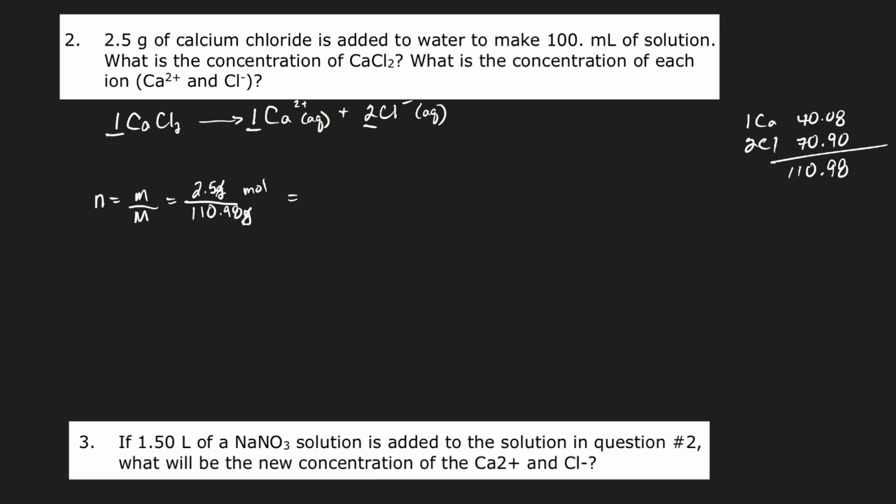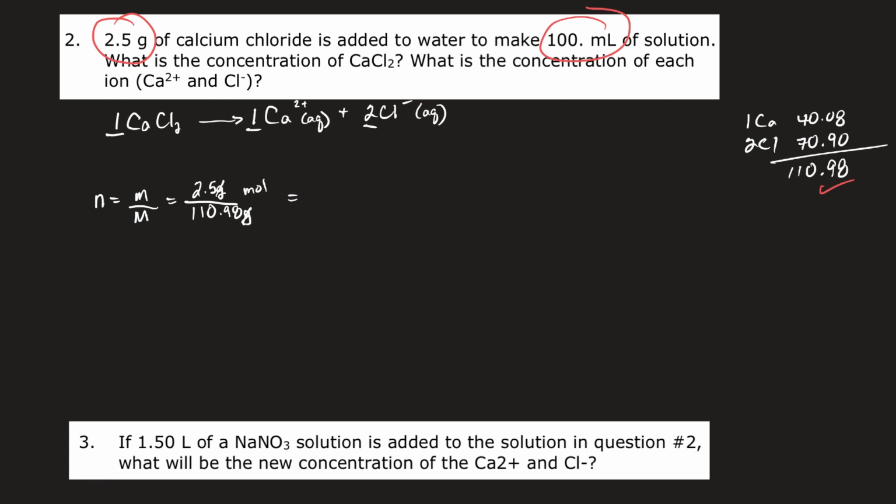Okay, here we are trying to determine the concentration of ions. So if they give you a mass and a volume, you can use the mass and the molar mass to determine how many moles of calcium chloride are in the solution. Let me get my calculator out.